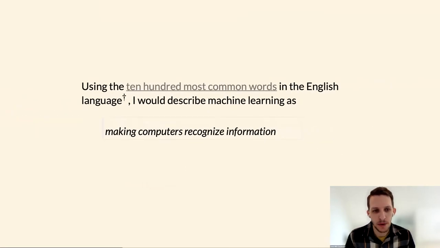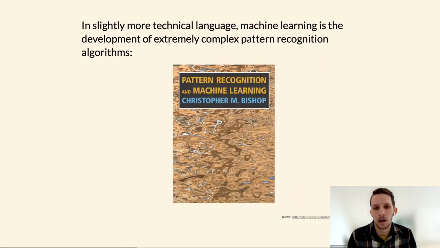Okay. So if I wanted to use the 1,000 most common words in the English language, I would describe machine learning as making computers recognize information. And if we want to be a little bit more technical, I often think of machine learning, thinking very broadly and very basically about what's possible with it, as extremely complex pattern recognition algorithms. Okay? And in many places in this very famous textbook by Christopher Bishop and elsewhere, you will find that machine learning is often referred to as being analogous in many ways to pattern recognition.